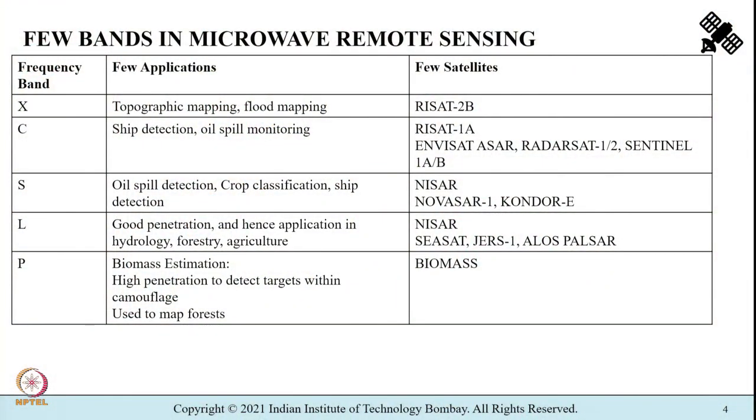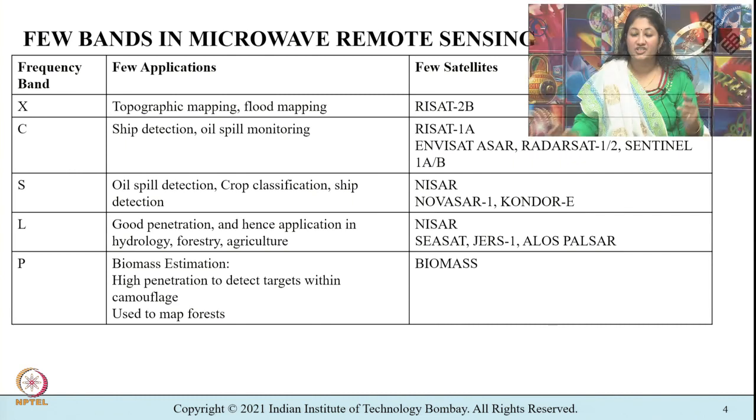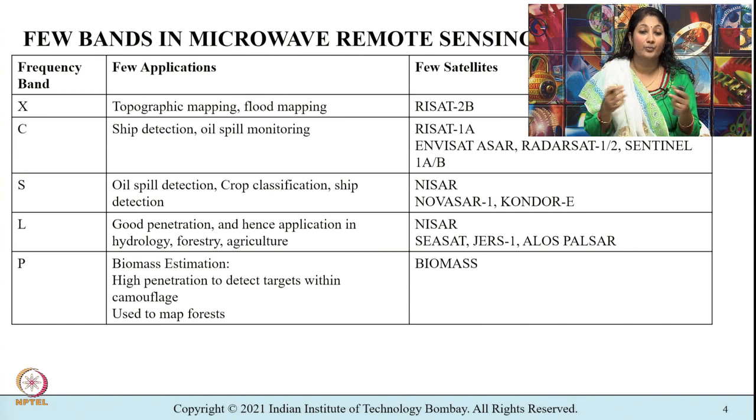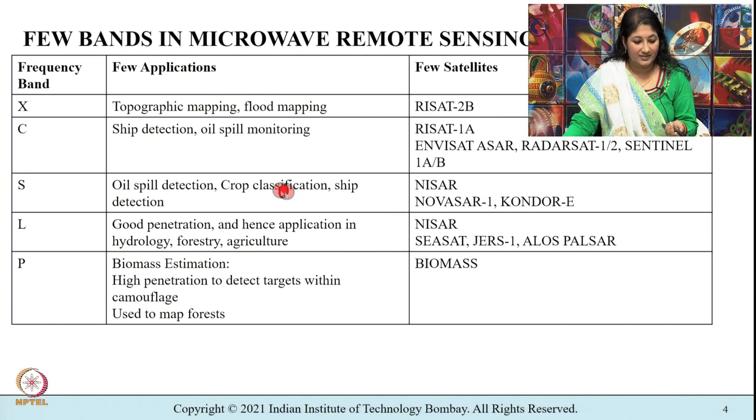So, moving forward, shown here are a few bands in microwave remote sensing, their applications, and the satellites which have sensors operating in these bands. We have X band that is predominantly used in topographic mapping and in flood mapping. RISAT-2B operates in X band. We have C band, which has applications of ship detection or oil spill monitoring, and a few satellites which have a C band system are RISAT-1A, NVSAT, RADARSAT, Sentinel-1A, B, etc.